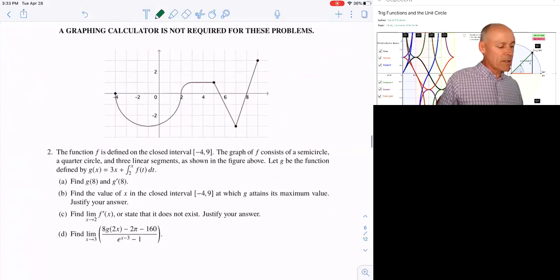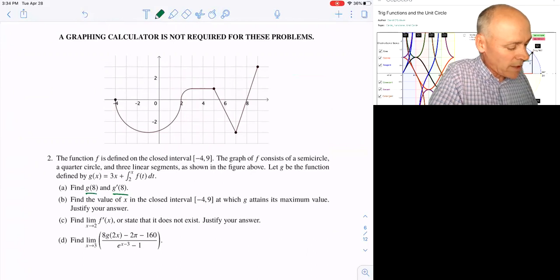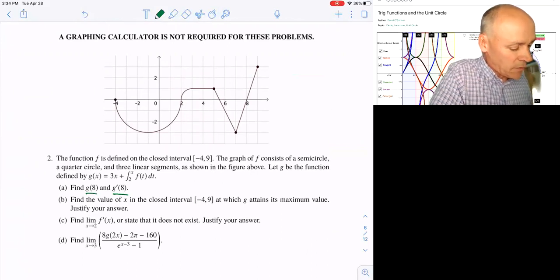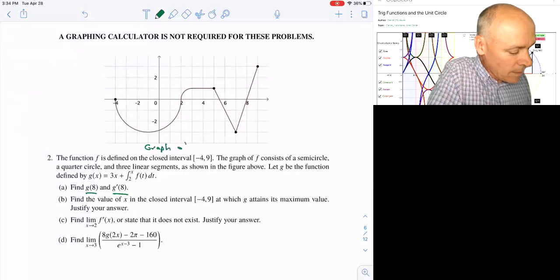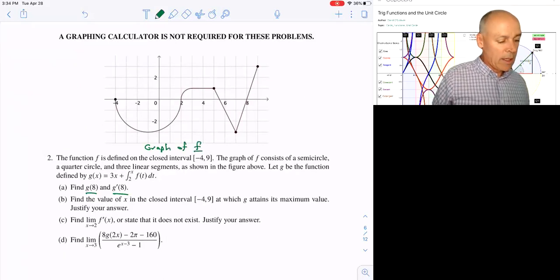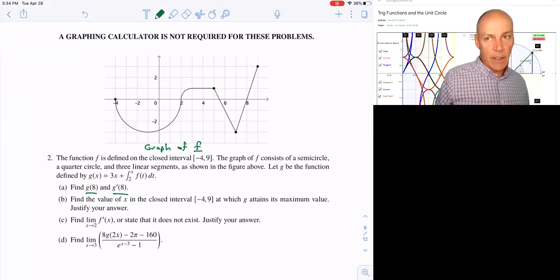Okay. Question 2. I need to find g at 8, and I need to find g prime at 8. Okay, so I'm given a piecewise function. It's defined on the closed interval from -4 to 9, graph of f. So this is f that I'm looking at. That's important to know. It's a semicircle, a quarter circle, and 3 linear segments as shown in the figure above. Let g be the function defined by g at x is equal to 3x plus the definite integral from 2 to x of f of t dt. So I know I'm going to have probably FTC part 2 floating around here somewhere.